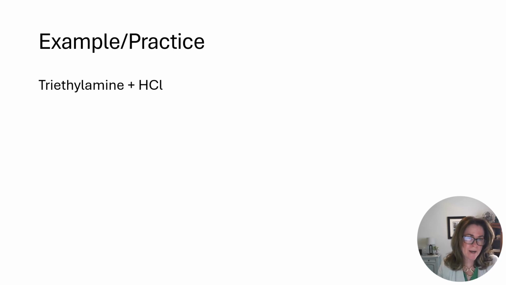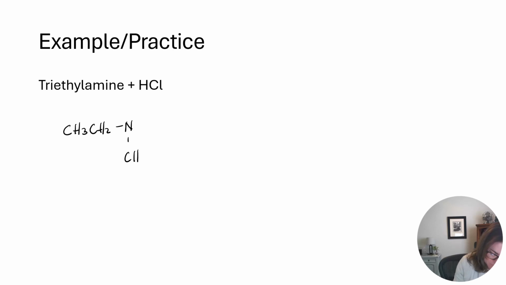Okay, so I've got triethylamine reacting with hydrochloric acid. So my triethylamine, I've got 3 ethyl groups on my amine. And just because we're practicing, I want to draw in my lone pairs on my nitrogen. This is reacting with hydrochloric acid.